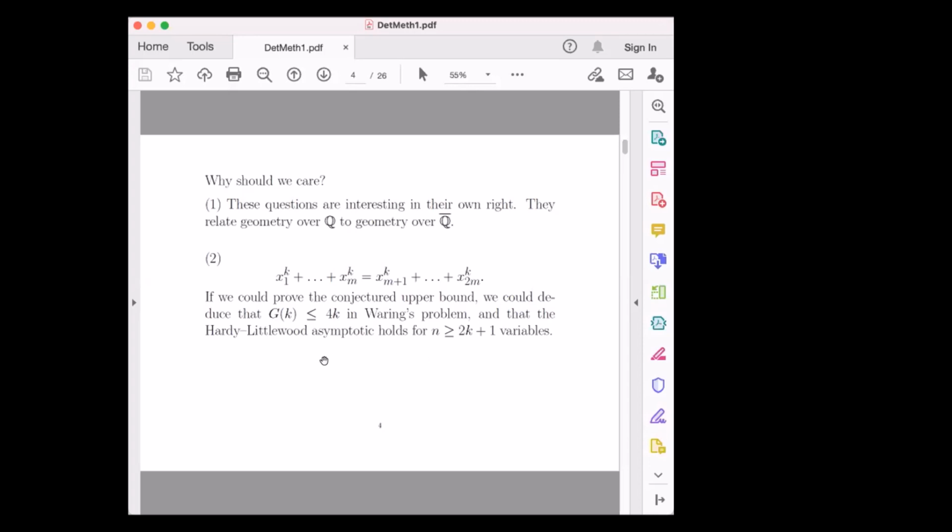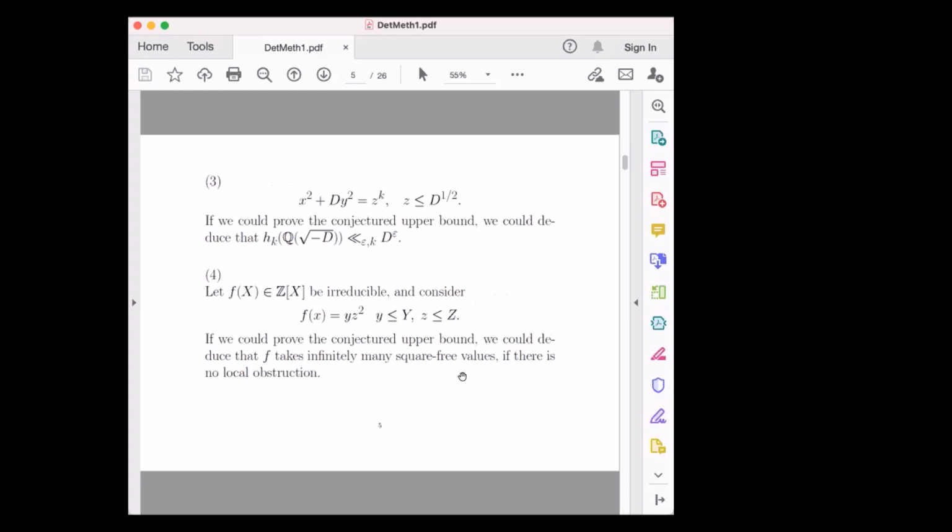Indeed, you could prove the classical Hardy-Littlewood asymptotic formula for the number of representations as soon as there are at least 2k plus 1 variables. So questions about the growth rate of N(B) could be applied to Waring's problem.